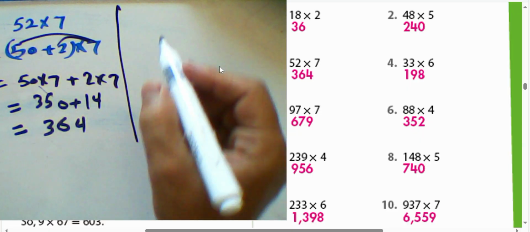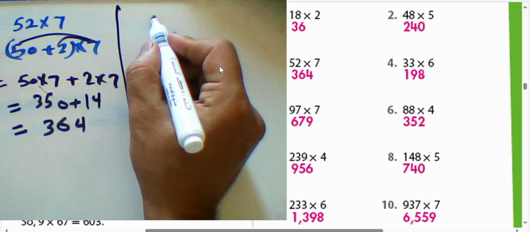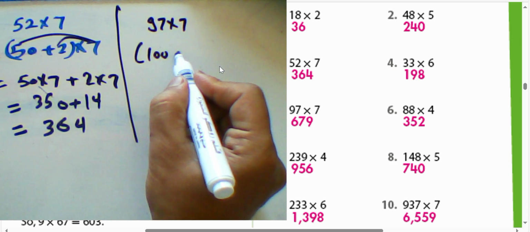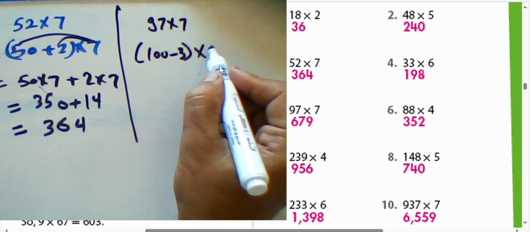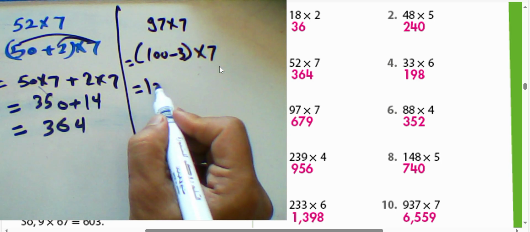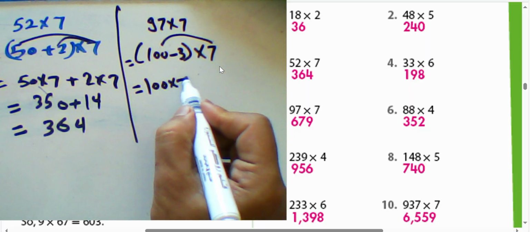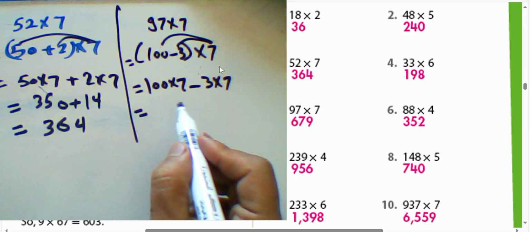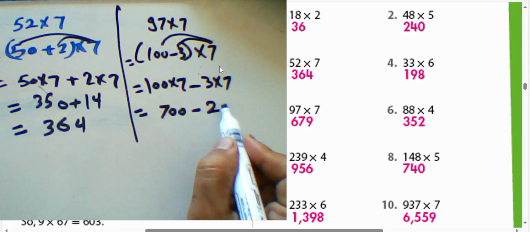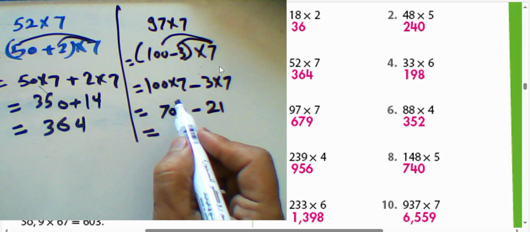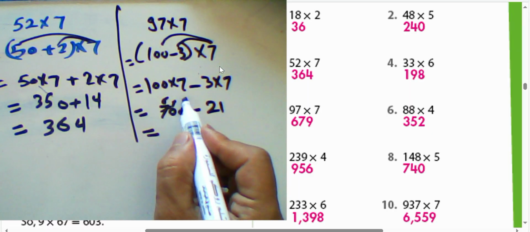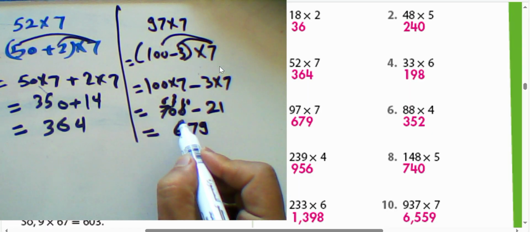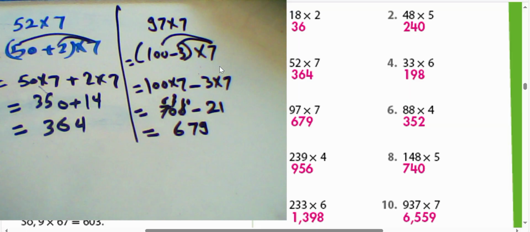And next question about this number, 97 times 7. 97 is nearest to 100. Then we can write 100 subtracted by 3. And then using distributive properties, 100 times 7 and subtract 3 times 7. 100 times 7, it will be 700. Subtract 3 times 7, 21. We can find the difference between the two numbers. 10 minus 1, 9, and 9 minus 2, 7. Then the result will be 679.